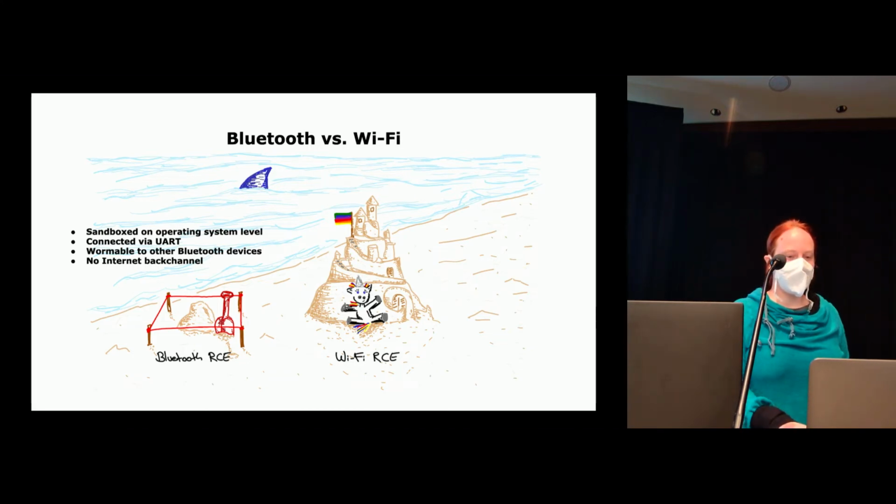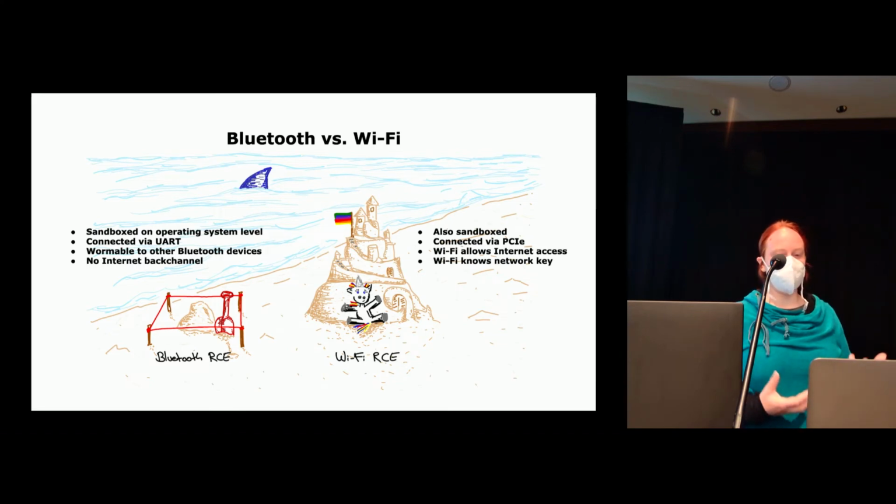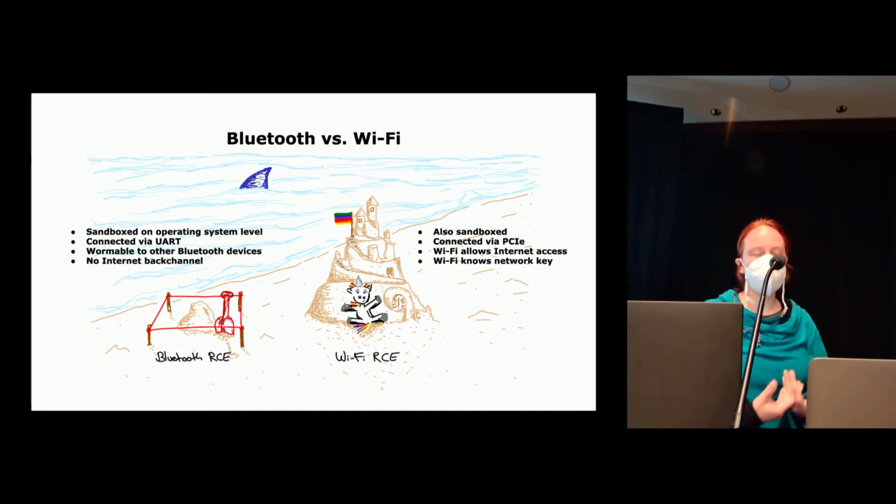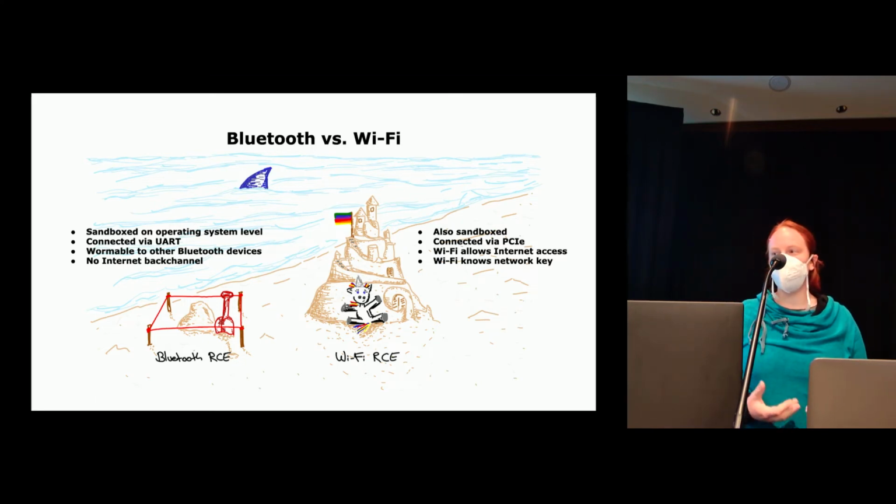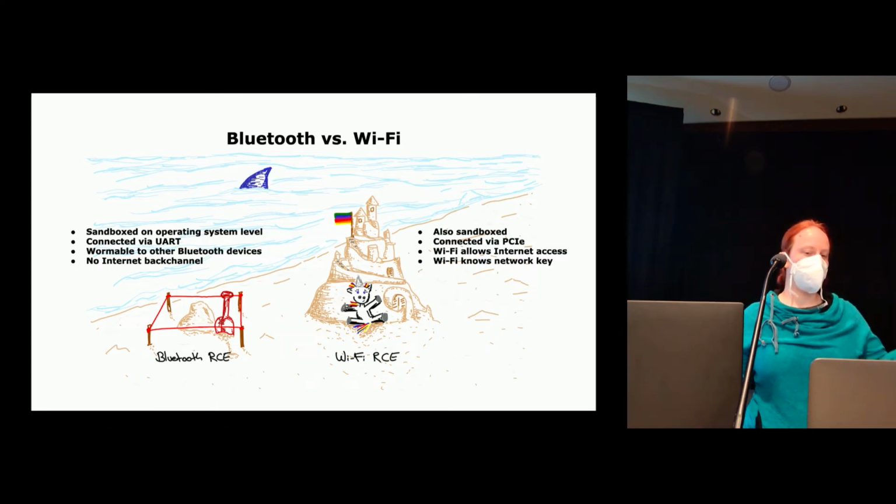Now if you look into Wi-Fi, I mean, on the operating system level it's also sandboxed, but it's connected via PCI Express, and that's a way more powerful interface, also meaning that it's more likely that programmers make mistakes in here, and Wi-Fi allows internet access. It also, on a chip level, without any escalation, already knows the network key of the Wi-Fi that you're currently connected to, to decrypt and encrypt packets. So it's just two different technologies, and finding something that combines the technical capabilities here is really an interesting capability in the end.